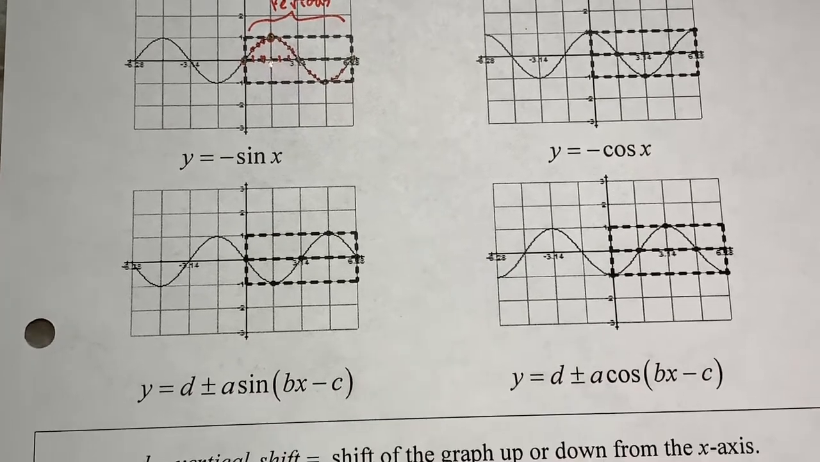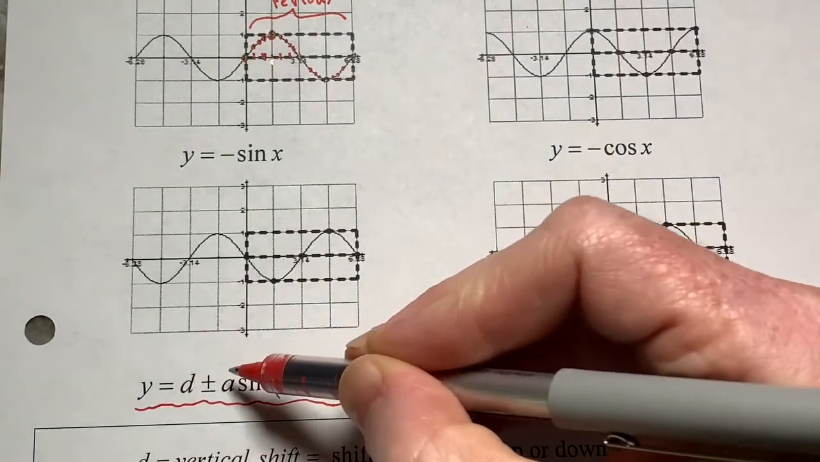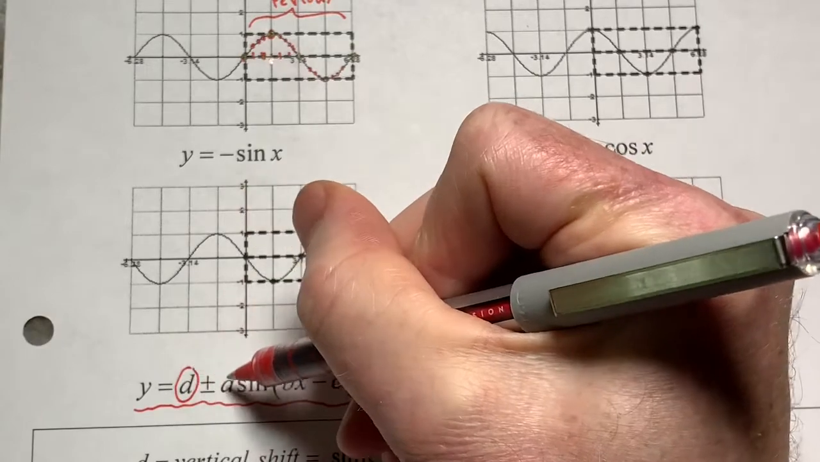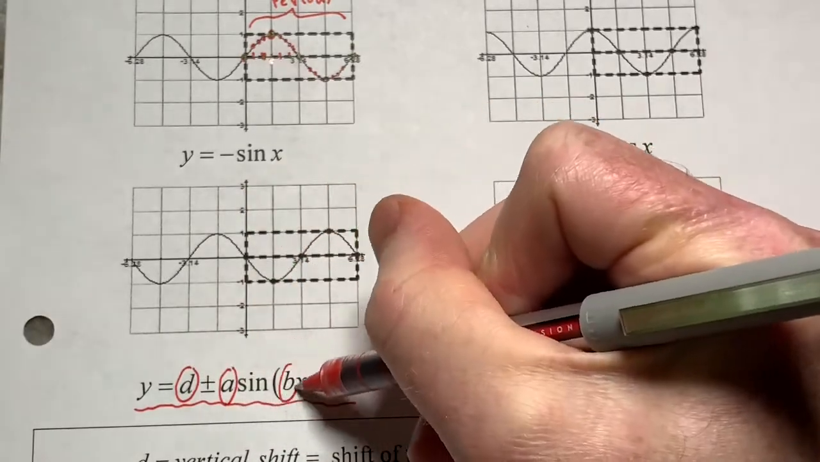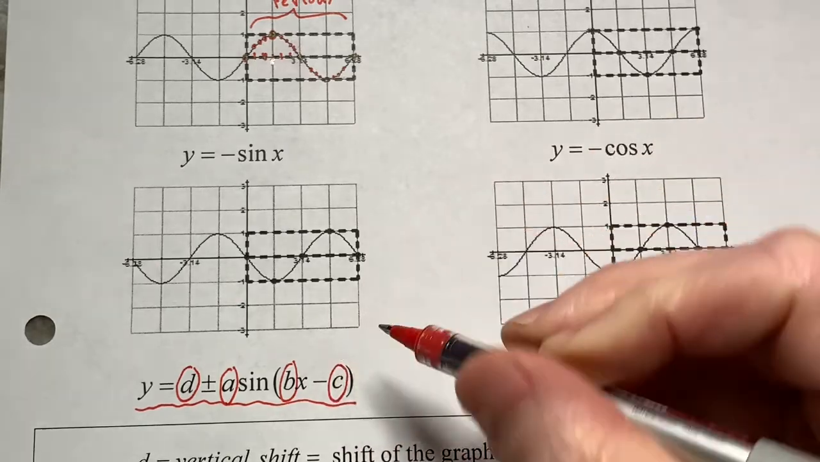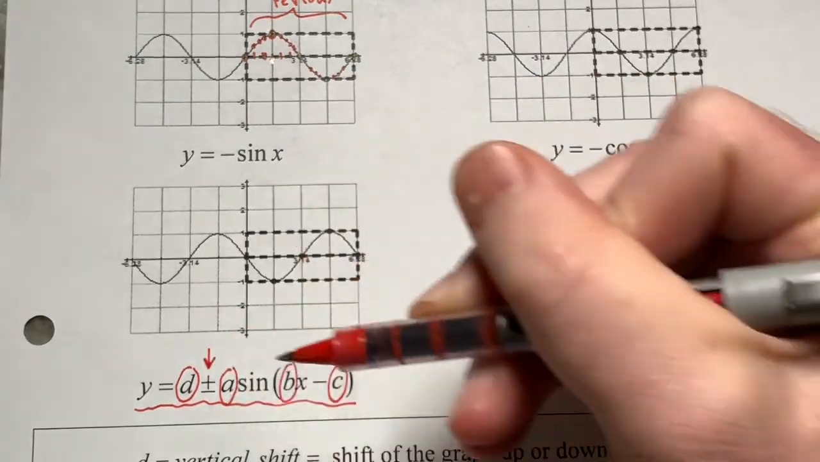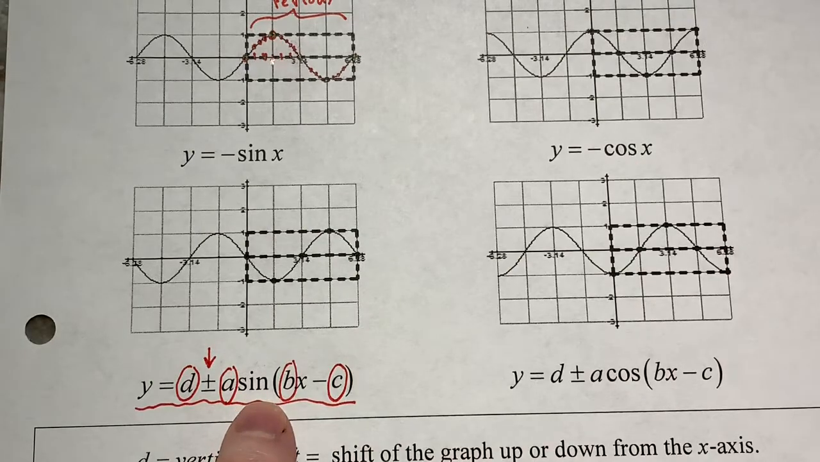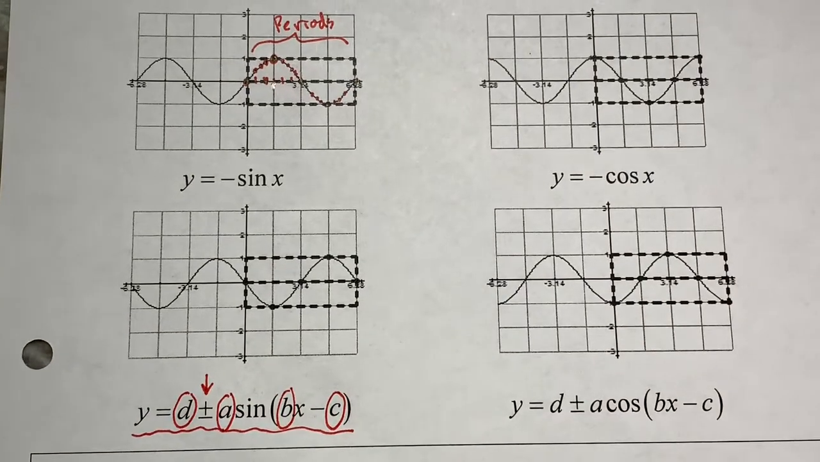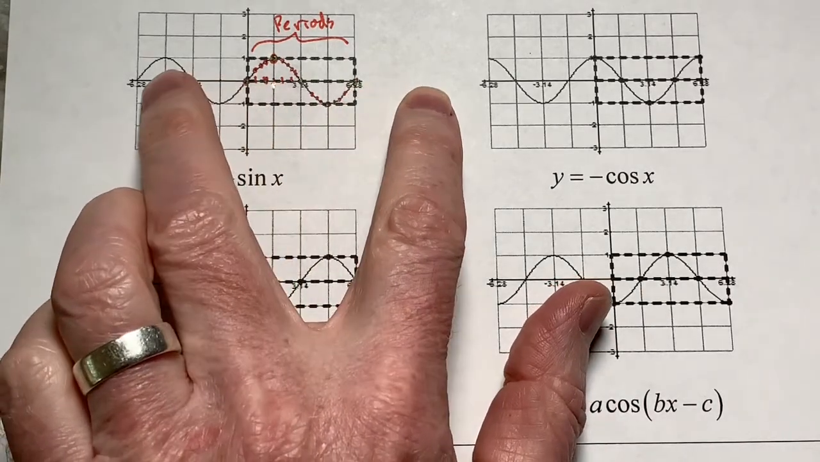So let's look down at something like this and let's talk about what each of these values, the D value, the A value, the B value, and this negative C value, I'm just going to call it the C value, but you're subtracting it. And then also what that plus or minus does to a normal sine curve. And what you're going to see is all of these 4 values, including that plus or minus, they are going to change the length of your period.